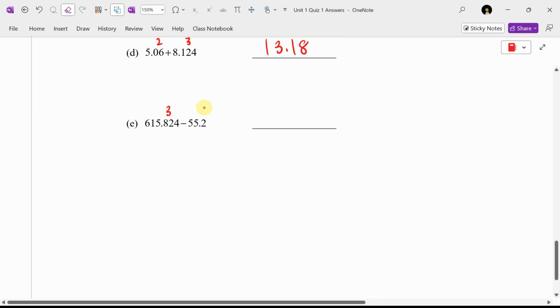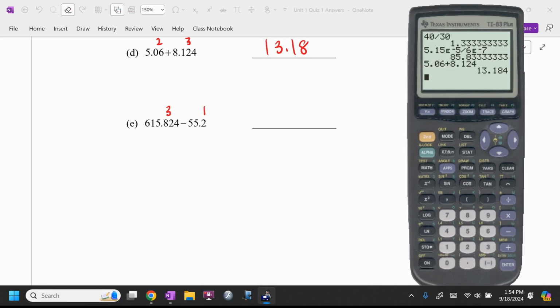Adding and subtracting. 3 decimal places, 1 decimal place. I'm going to go to 1 decimal place. 615.824, take away 55.2. 1 decimal place. Is that 6 going to stay a 6 or become a 7?